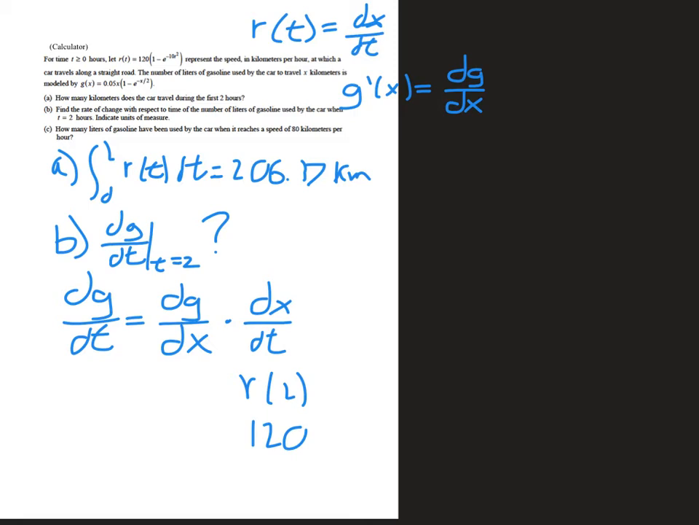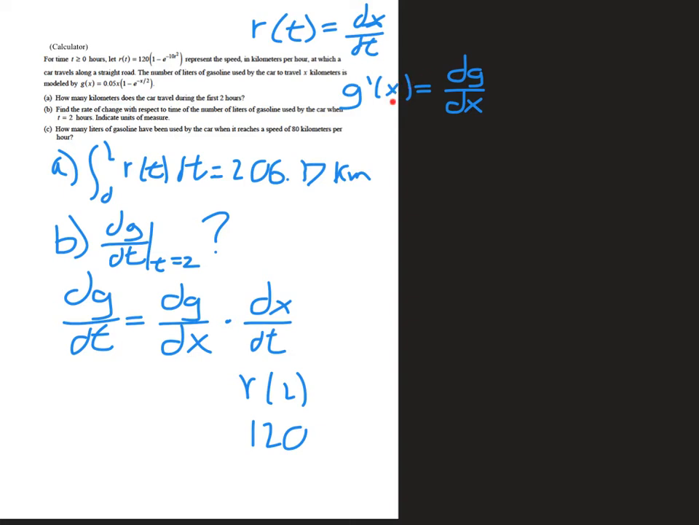The dg dx, first of all, we need to take the derivative of g, and then we have to plug in x to that. And that's where this one is really sneaky, because if you take the derivative here, don't find g prime of 2. 2 is a number of hours. You need to put in a number of kilometers here.